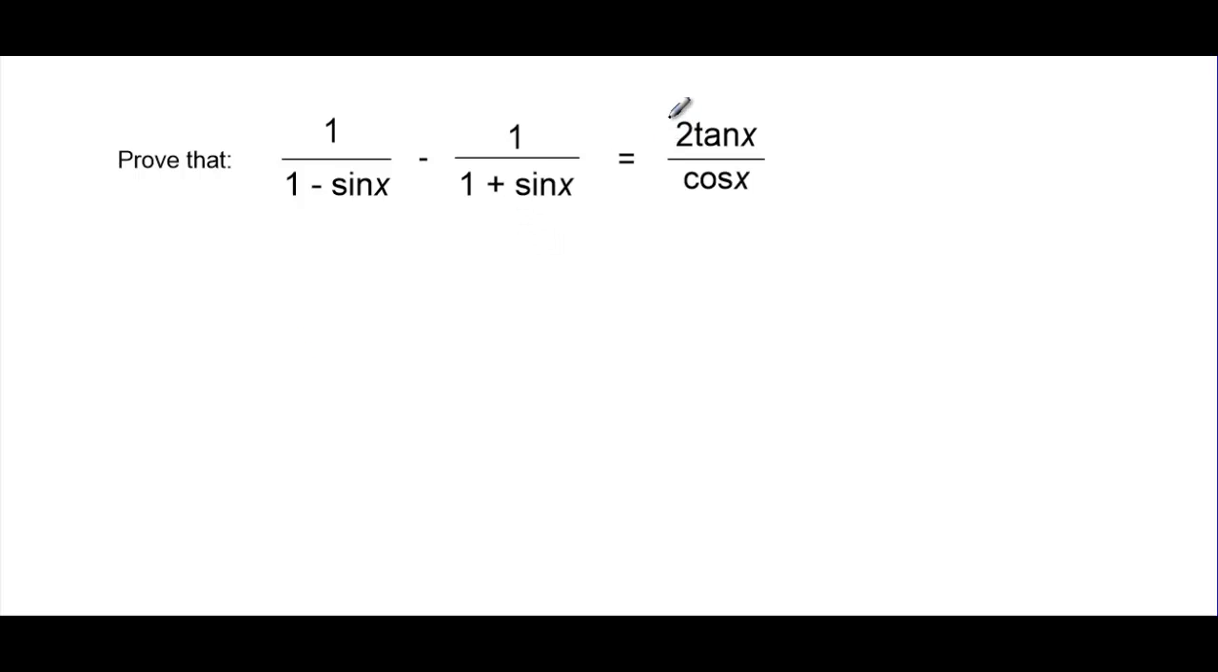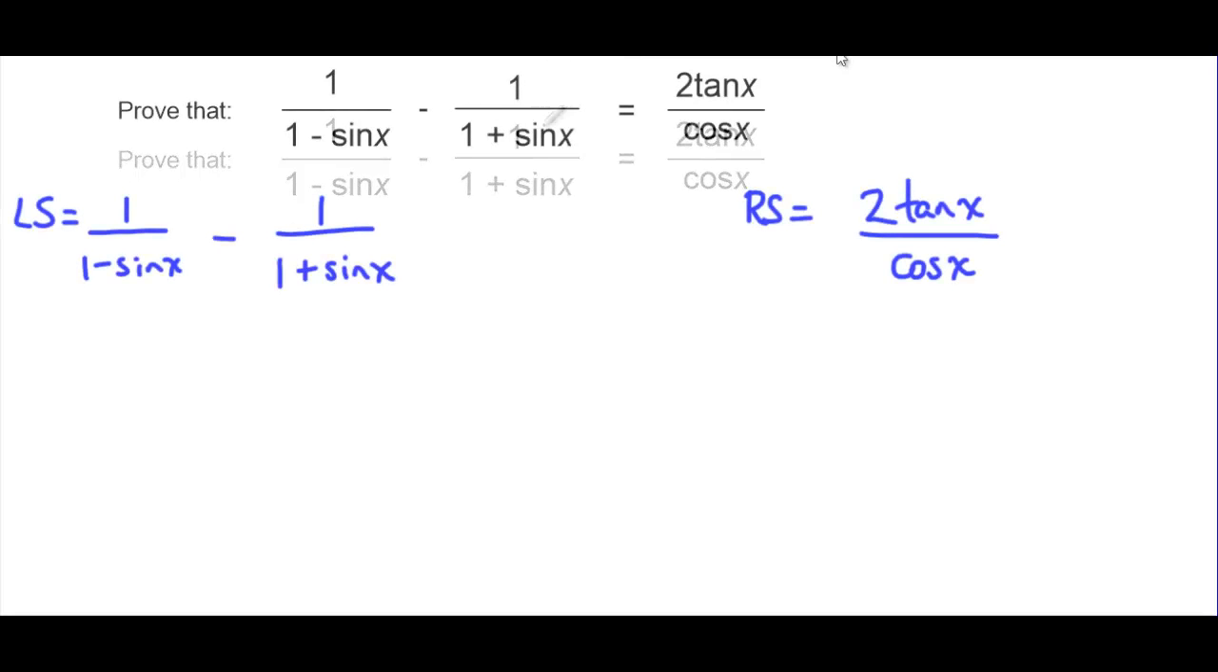As always, let's set up left side and right side. A big thing that I noticed right away is that the left side has two different chunks of things. It has two fractions separated by a minus sign, and the right side only has one. So I'm going to try to combine those two fractions by subtracting them, and we'll see where we get.